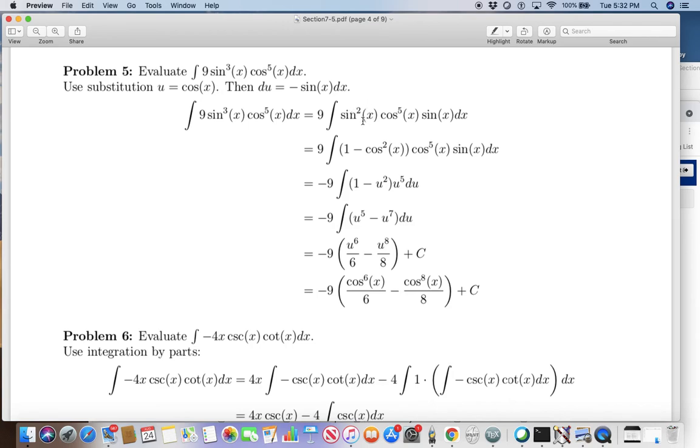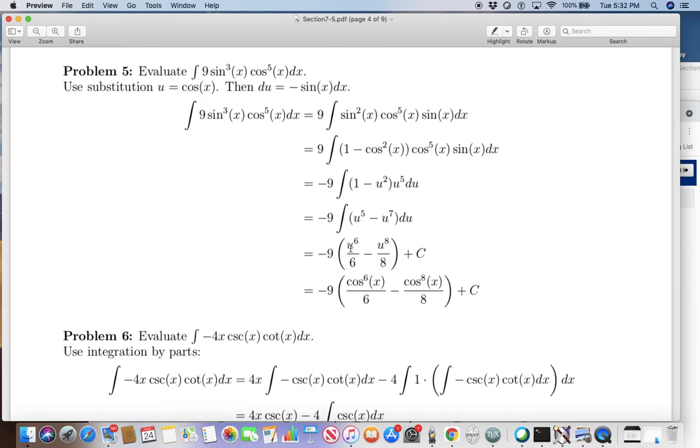Now what do I do with sine squared? It's 1 minus cosine squared, so all of this is 1 minus u squared, times u to the power 5. Sine x dx is du with a negative. 9 is the constant that came with my question. Now this is simply a polynomial. I can distribute: u to the 5 minus u to the 7 du, with the negative 9 here. When I take the integral, this is u to the power 6 over 6 and this is u to the power 8 over 8.